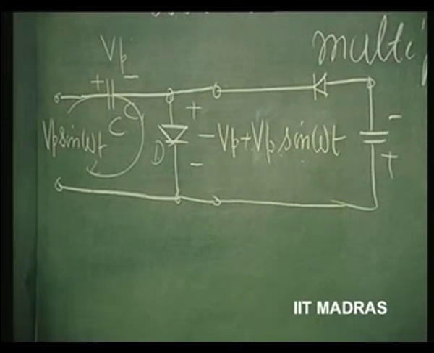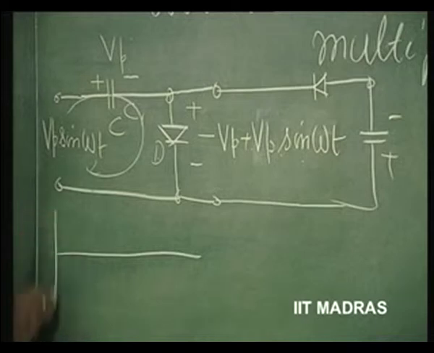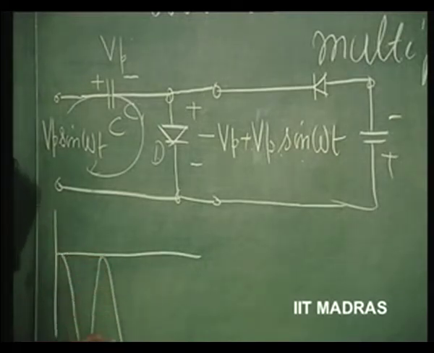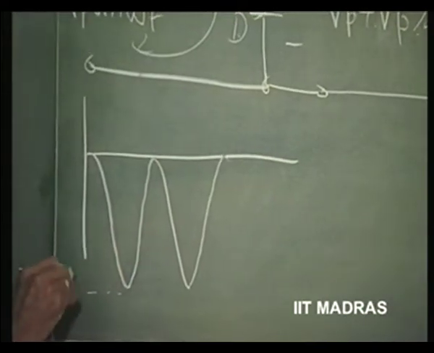This is what we saw in the last class. So, the voltage here we have depicted earlier is going to be looking like this, that it is going to be clamped down to 0 and it will vary from 0 to minus 2 Vp.